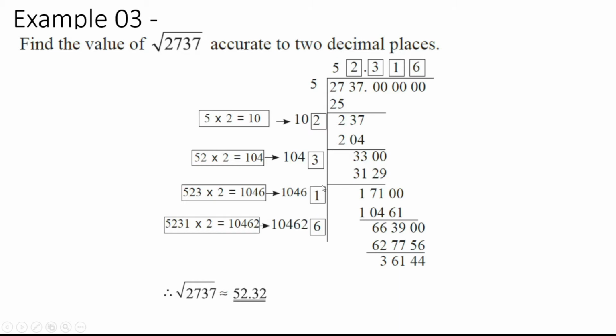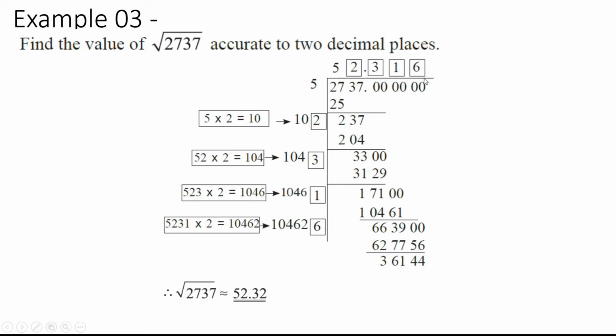When you take 1 as the missing digit, you get 10,461, which is close to this value. So when you subtract, you get this value, and again you bring these two digits down to get this. Then 5231 into 2 gives you 10,462, and then the missing digit is taken as 6, and when you multiply this by 6, you get this value, and then the difference here is this much.